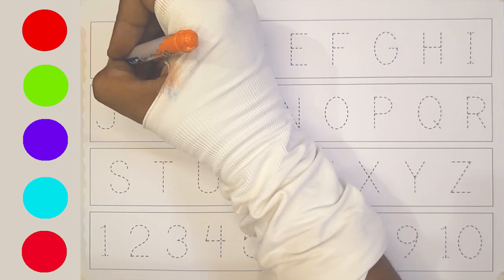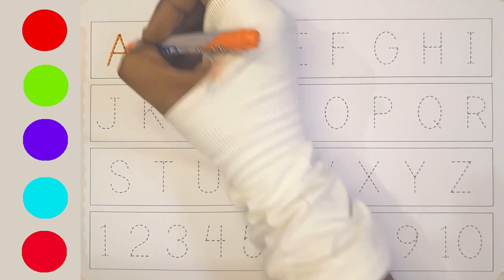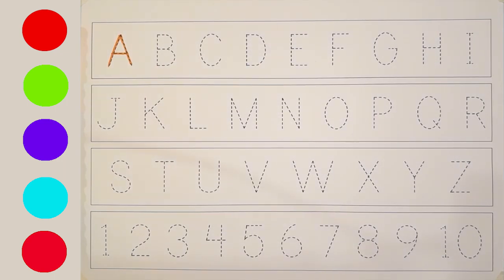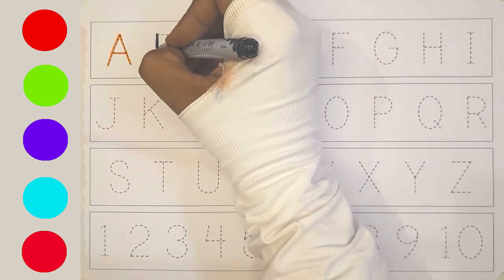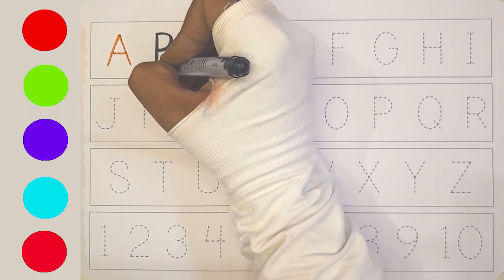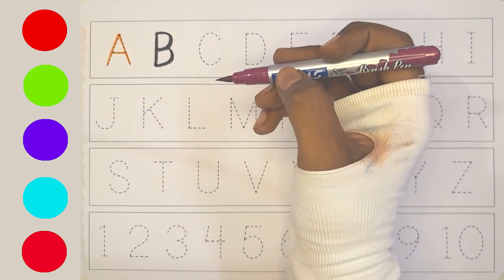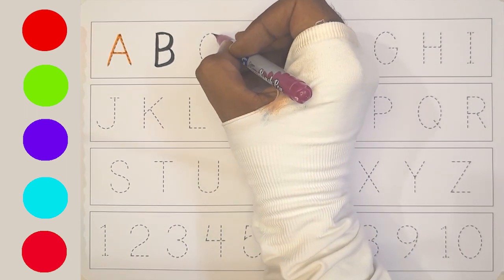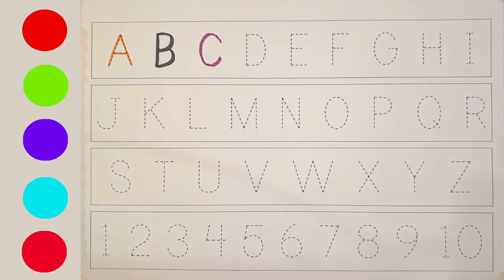Orange color. A for apple. Black color. B. B for ball. Purple color. C. C for cat.